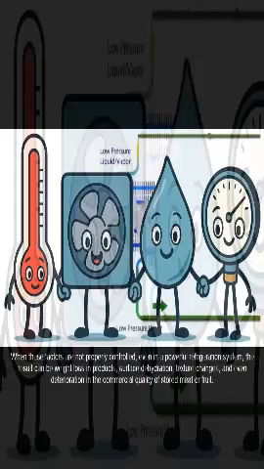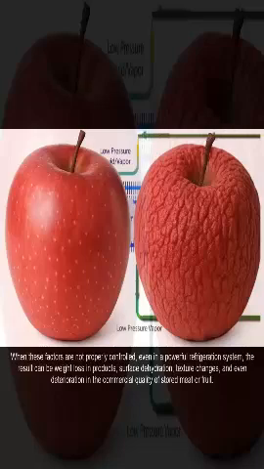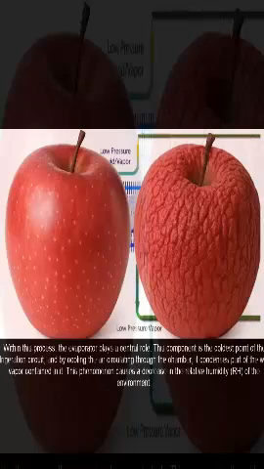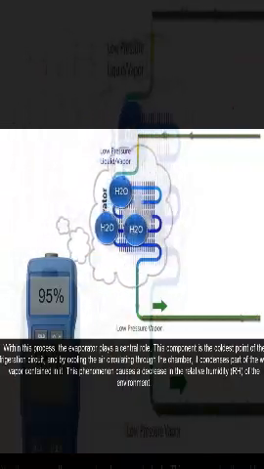When these factors are not properly controlled, even in a powerful refrigeration system, the result can be weight loss in products, surface dehydration, texture changes, and even deterioration in the commercial quality of stored meat or fruit. Within this process, the evaporator plays a central role.